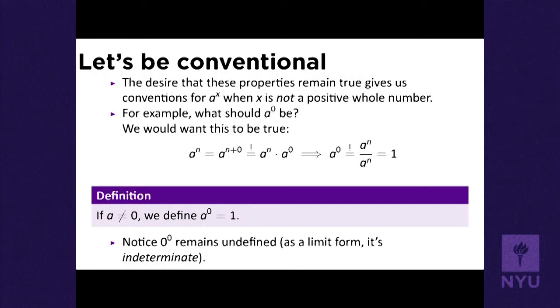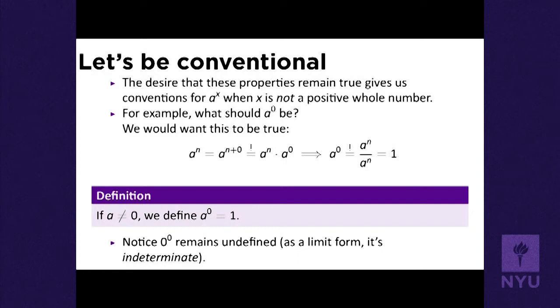Now, this doesn't work if a is actually 0, because then this side is 0, and this is also 0, and you can't say that 0 to the 0 is 0 to the n divided by 0 to the n, and therefore 1, because that would be 0 divided by 0, which is not defined. So as long as a is not 0, we can say that a to the 0 is 1.